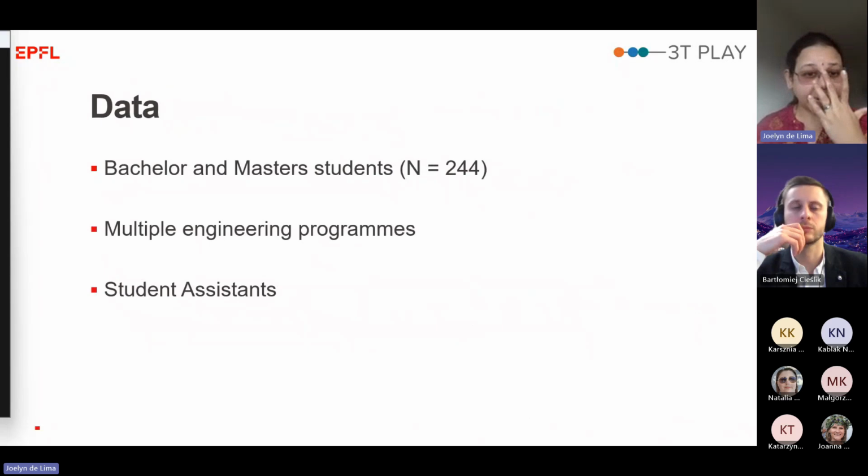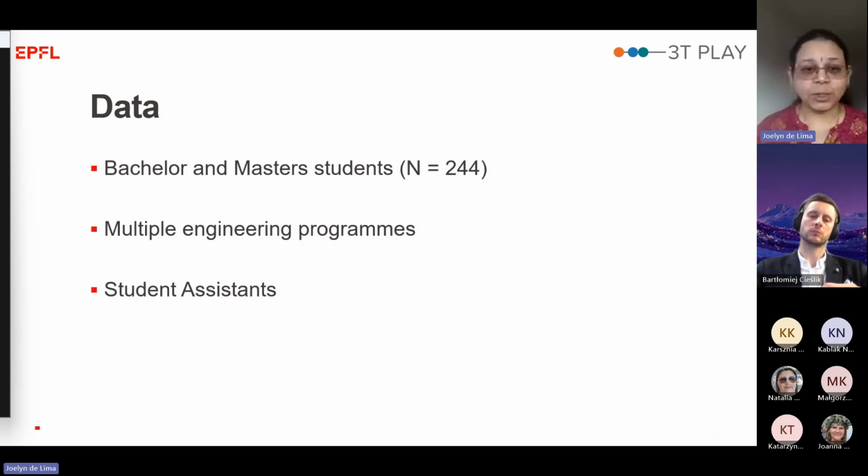The data for this particular study came from bachelor and master's students from multiple engineering programs. These were all student assistants who were taking a training with me, which was really useful because I had this really diverse sampling from across the institution: study programs, years, gender, all that. However, these students also had enough pedagogical knowledge to distinguish between feedback and assessment. And so we asked them, what do you prioritize?